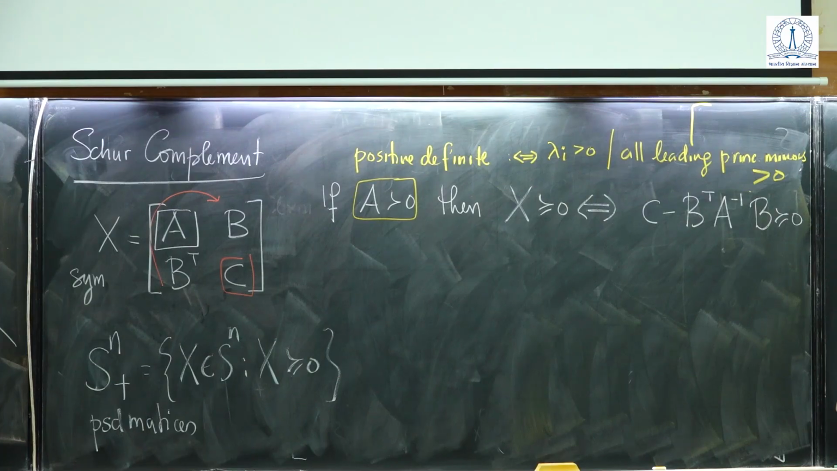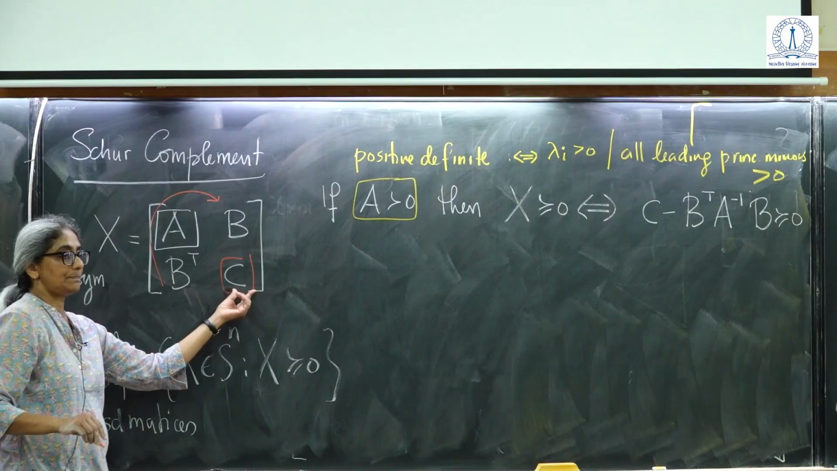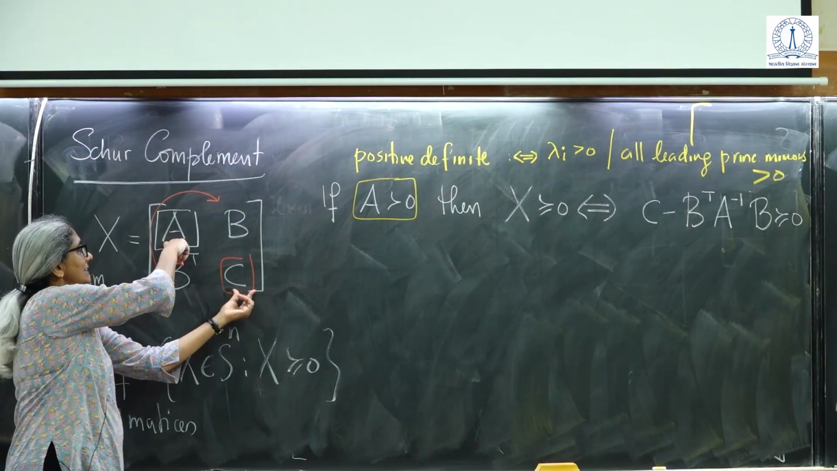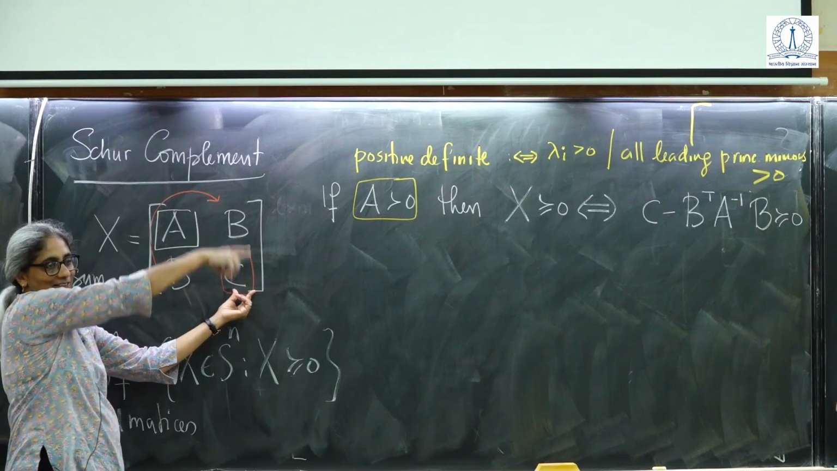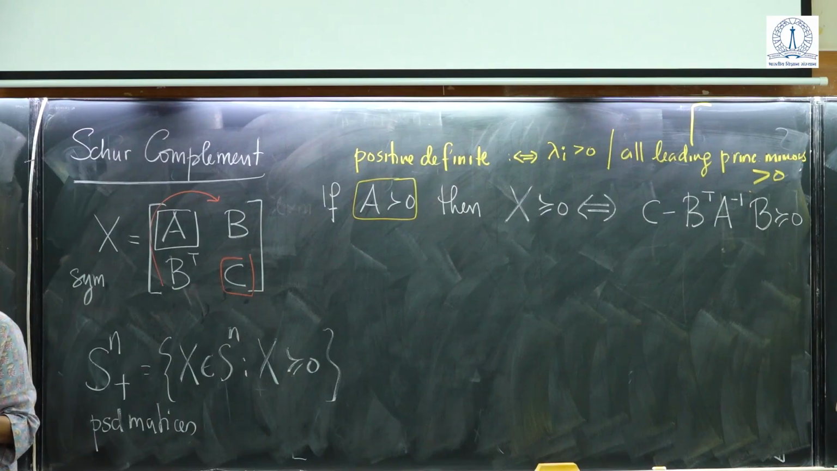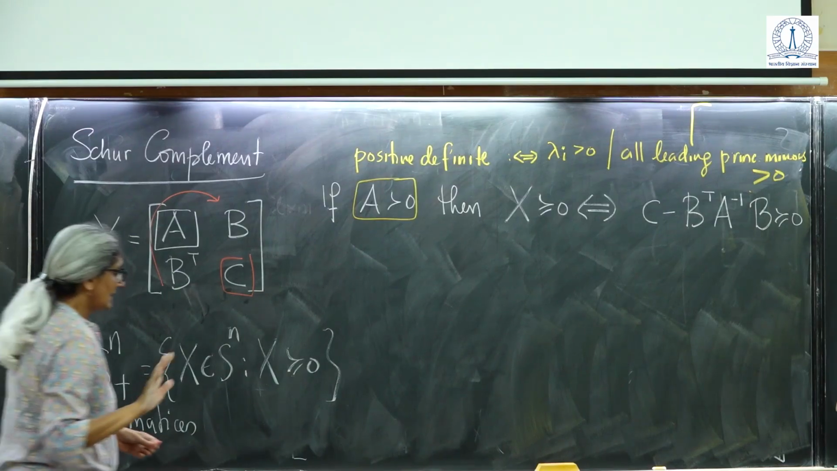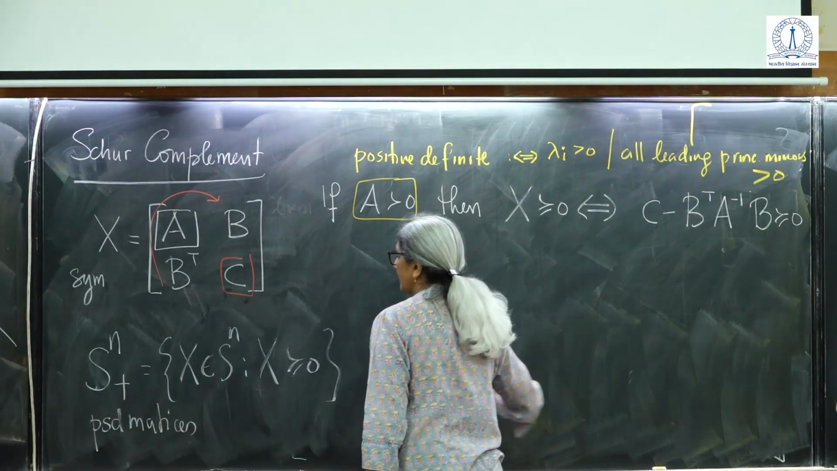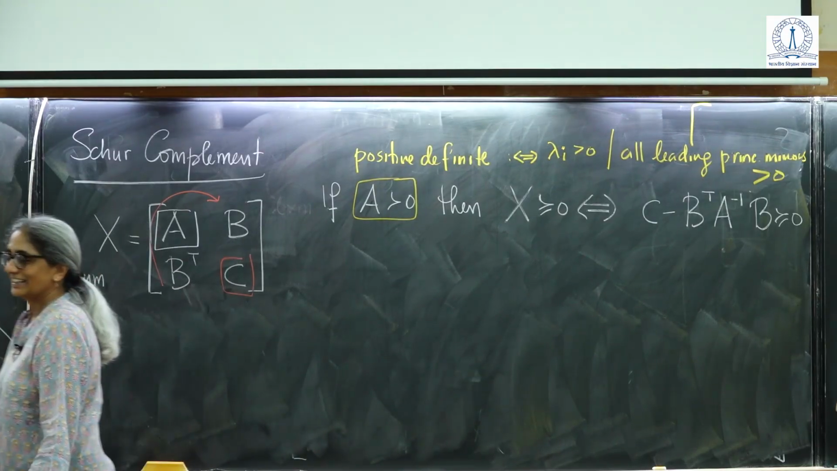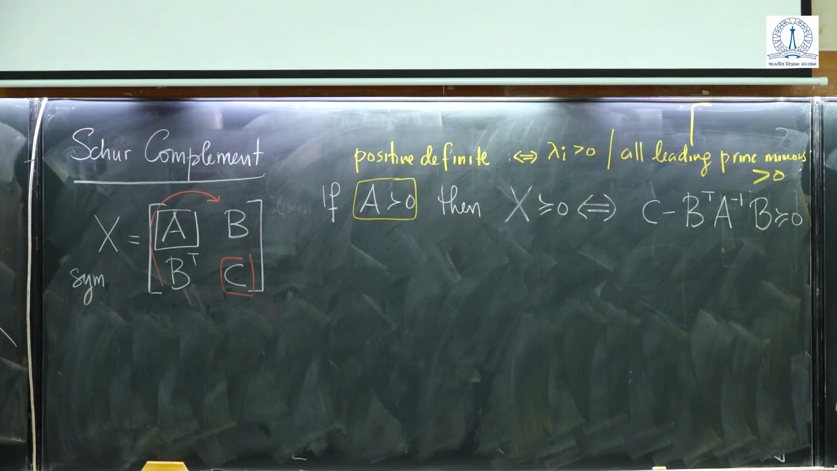Everybody all right? And there's a symmetric version where you can say that if C is positive definite, then A minus B C inverse B transpose is PSD. That's a symmetric version. Good, this is called the Schur complement lemma. So now, back here, let's use it to model this as an LMI.